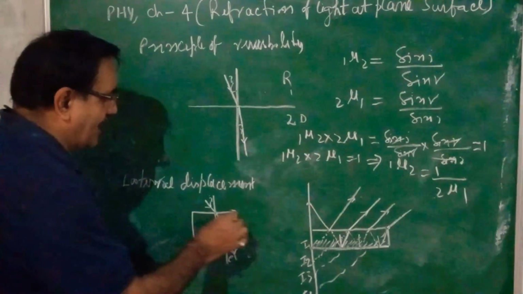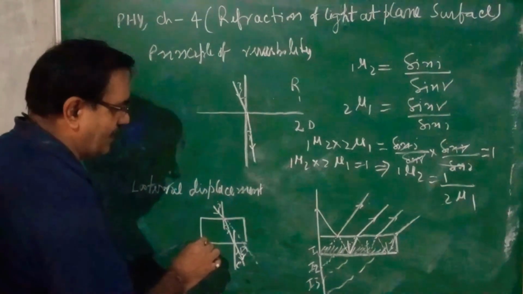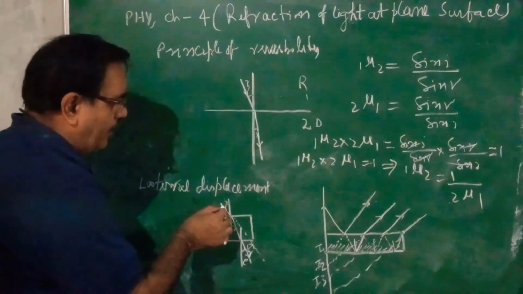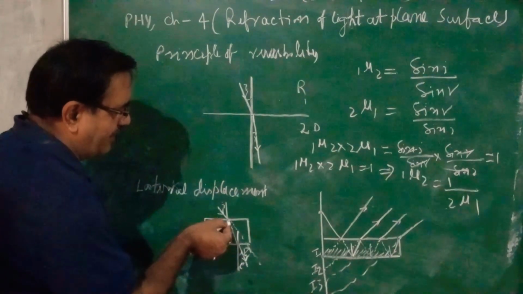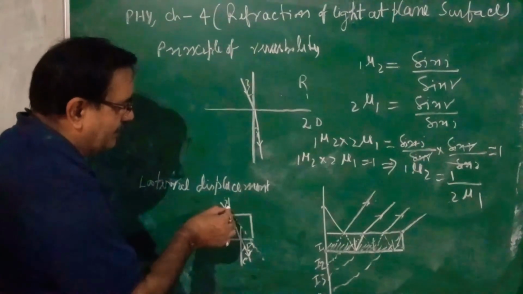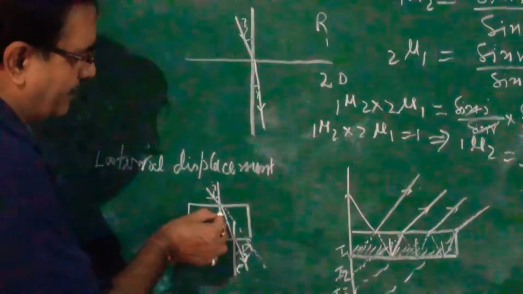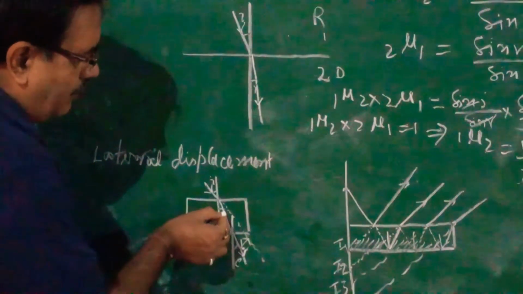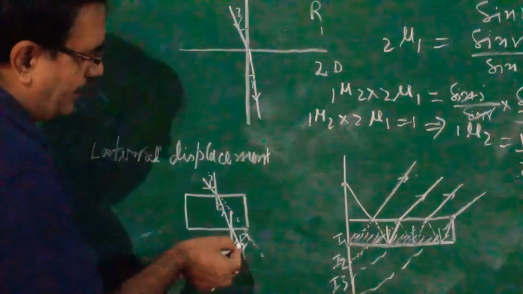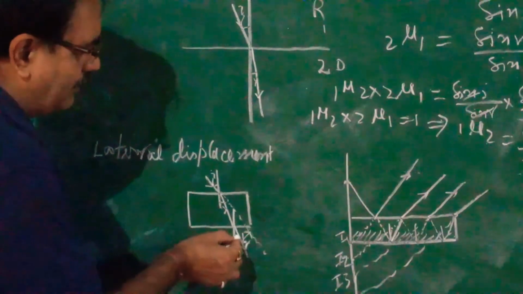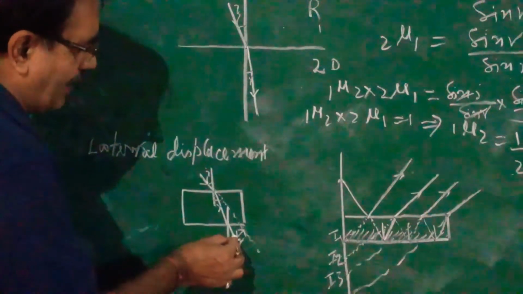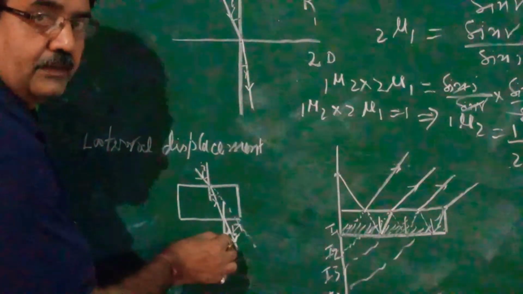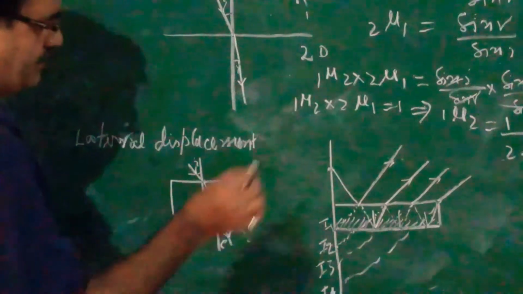This is a glass slab. Right? A ray of light coming from air enters this denser medium, so it bends towards the normal. This is the angle of incidence. This is the angle of refraction. Now, again from denser to rarer, so it bends away from the normal. This angle i is the angle of emergence. Right? This is known as the angle of emergence.